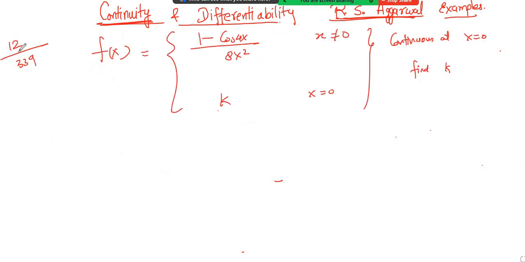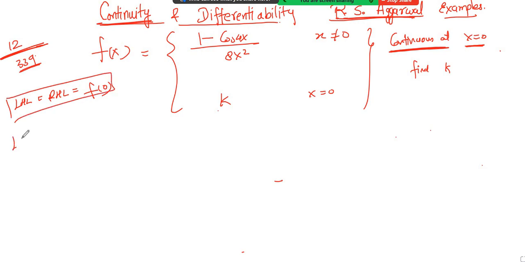This is question number 12. You will find it at page 339, R.S. Aggarwal. So here, this is the question. If it is continuous at x equal to 0, what should happen? LHL should be equal to RHL, should be equal to the function value at 0. Okay, so it is just similar to the previous question.